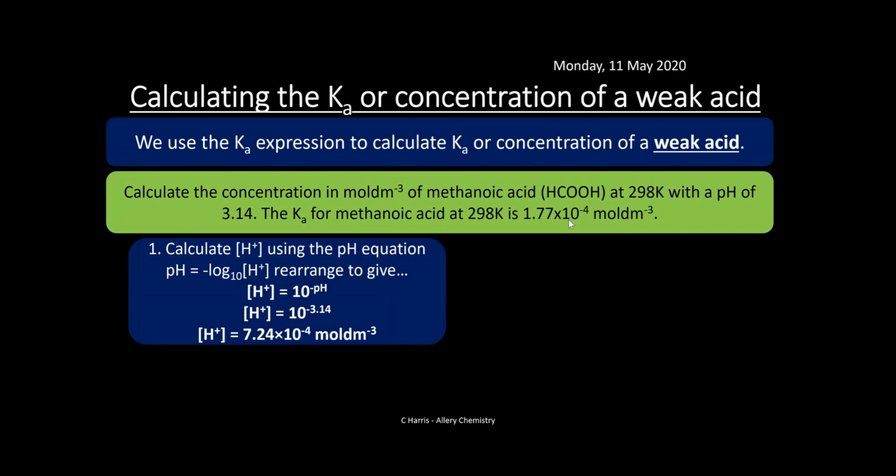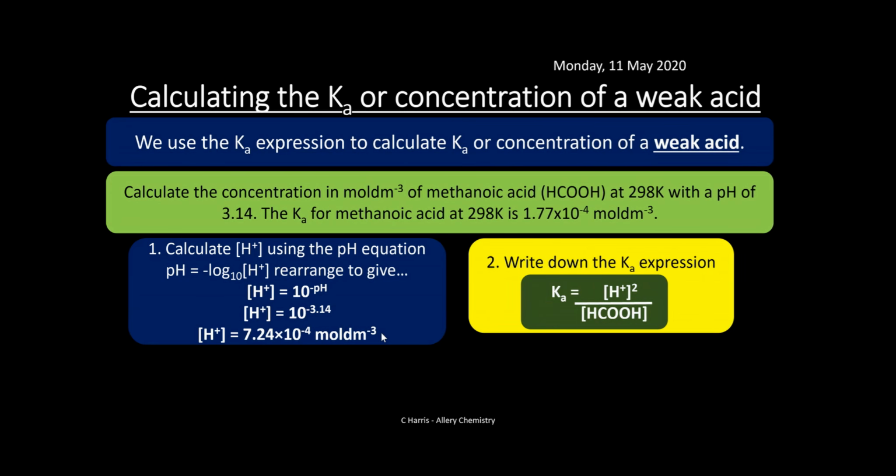All right, let's get stuck into this one. First, we calculate the concentration of H plus using the pH equation. pH equals minus log H plus. Rearrange that, we need to work out H plus. So remember, we do 10 to the minus pH. In this case, the pH is 3.14, so we do 10 to the minus 3.14, and we get a concentration of H plus of 7.24 times 10 to the minus 4 moles per dm cubed.